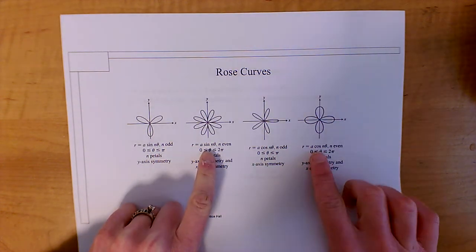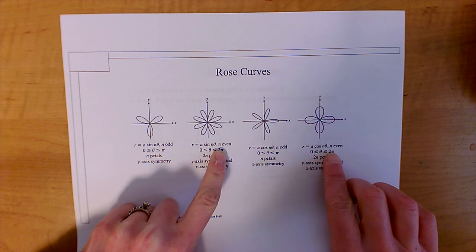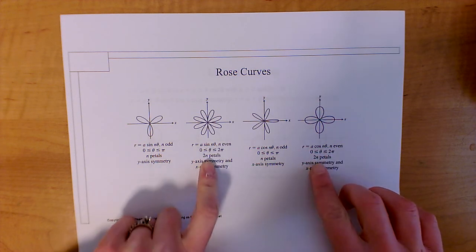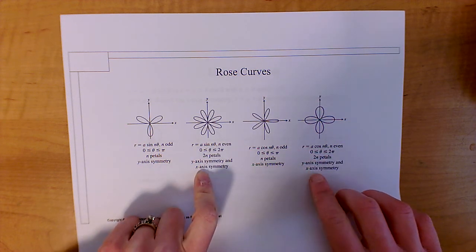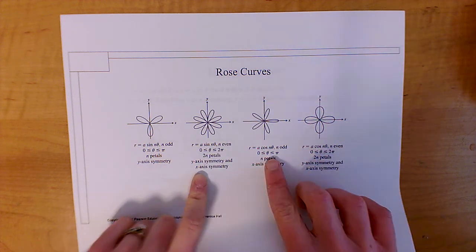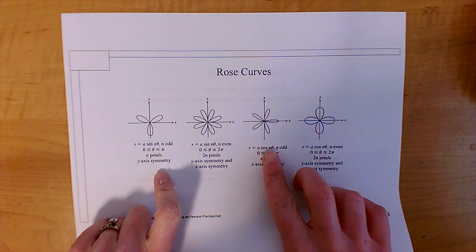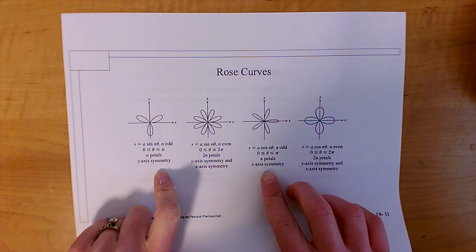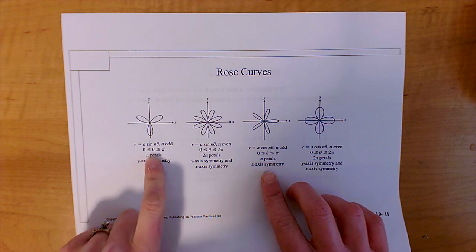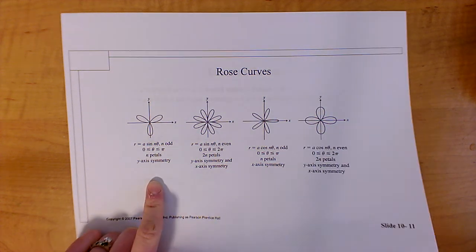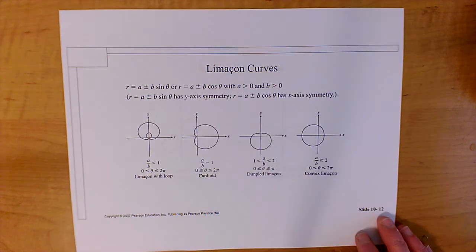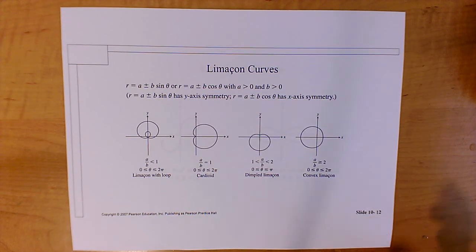So one thing to notice with sine and cosine, when n is even, you have 2n petals and you have symmetry on both axes. Okay? If n is odd, well, you only have symmetry on the x-axis if it's cosine, which makes sense because we associate cosine with x, and you only have symmetry on the y-axis when n is odd if it's sine, and we usually associate sine with the y-axis. So those are some ways that you can remember those.